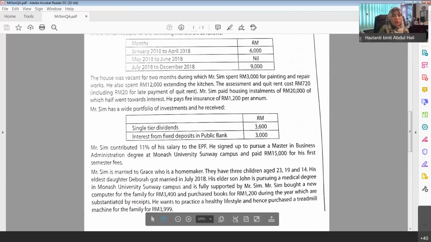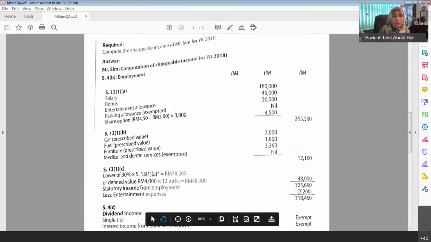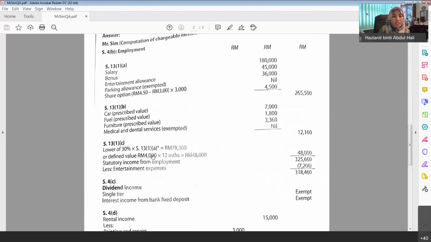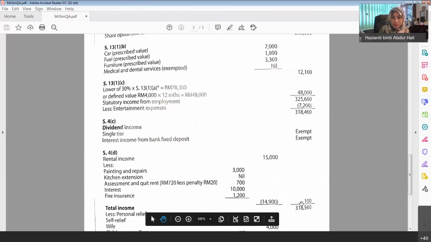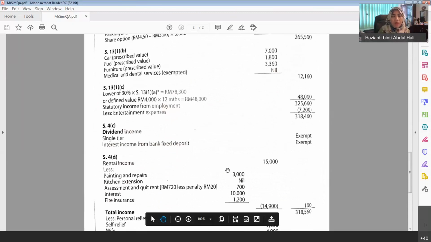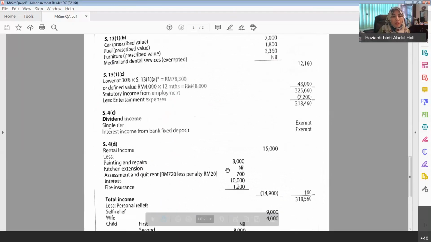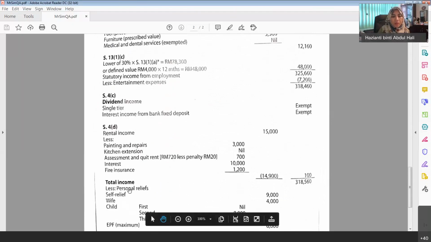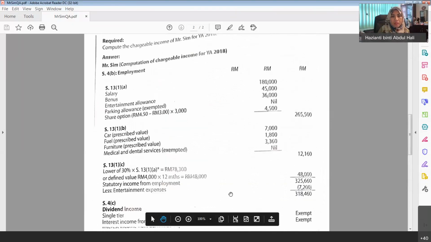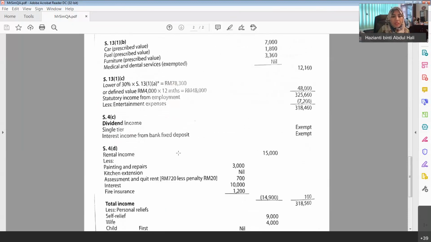Okay. So now kita nak kira chargeable income untuk Mr. Sim. Nampak? Now baru nak kira chargeable income sebab tadi kita kira total income je, nampak tak? We stop here just now. 318,560. Now kita nak continue lagi sampai kita dapat chargeable income. Alright, so we have to start with personal relief dia. So this is year assessment 2018 kan? Year assessment 2018, so personal relief kita 9,000.